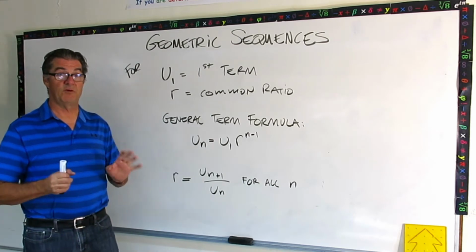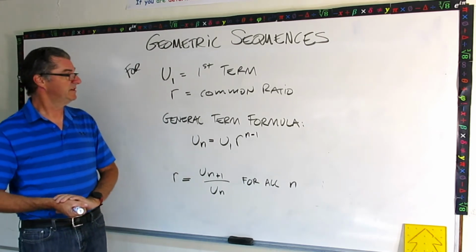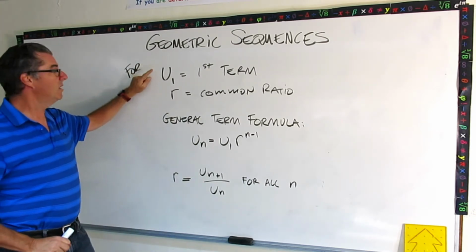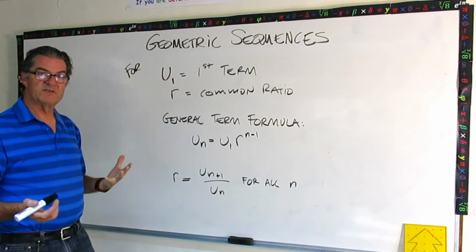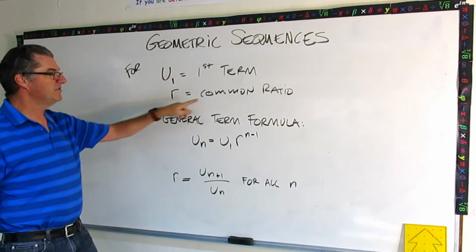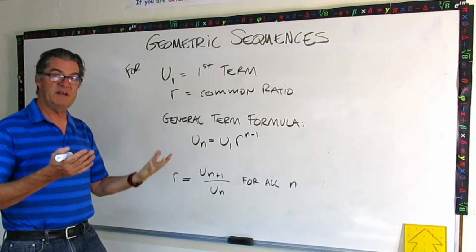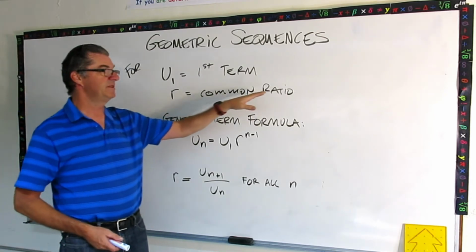Okay, let's look at some formulae for our geometric sequences. Here's a couple definition things you've seen before. U1 is always going to be our first term. In this case now, r is our common ratio. Remember with arithmetic sequences, d was the common difference.